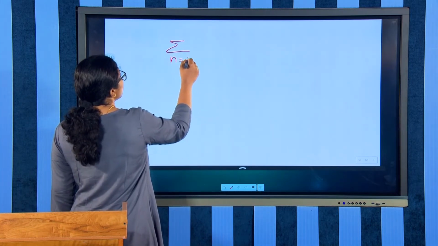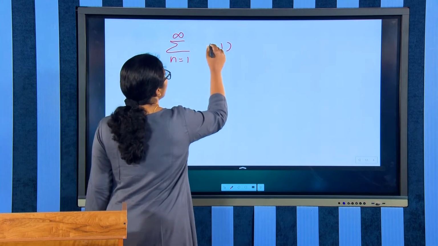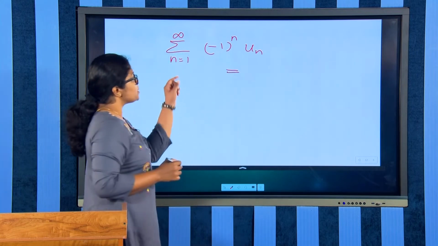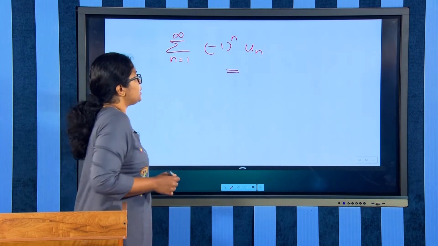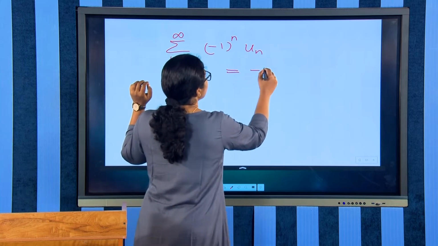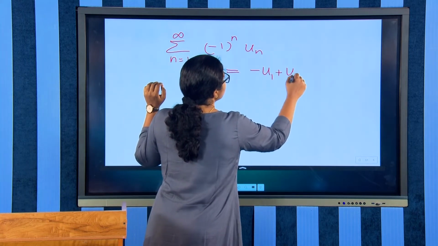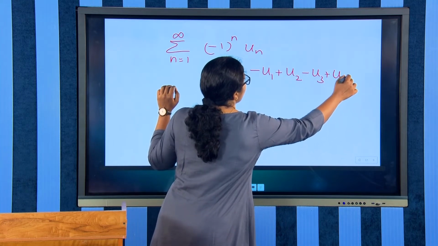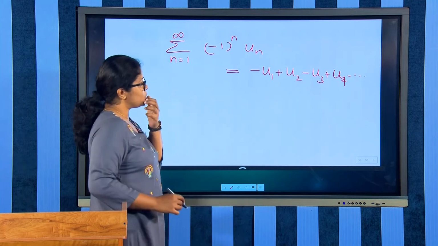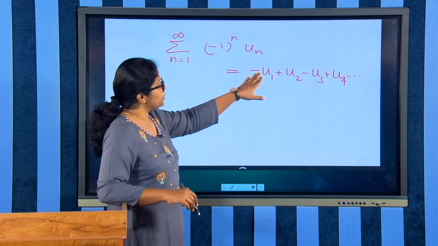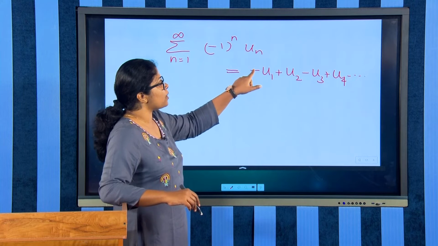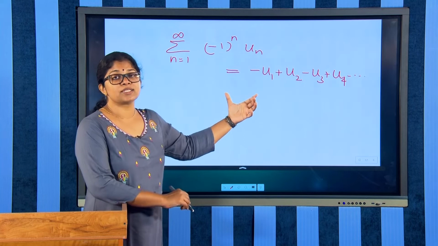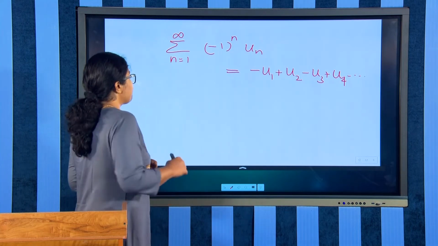Summation n equal to 1 to infinity negative 1 power n u n. If we put the values from n equal to 1 to infinity here, you will be getting negative u1 plus u2 minus u3 plus u4 and so on. So, we can see that the sign of the terms are alternatively positive and negative. That is why the series is called an alternating series.